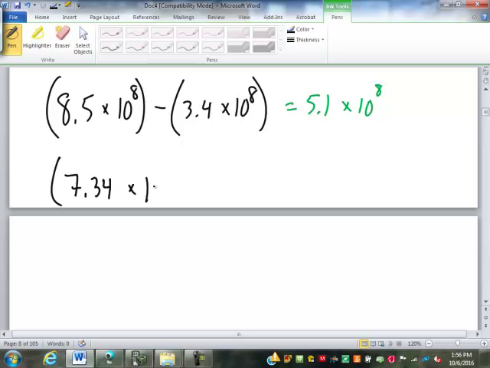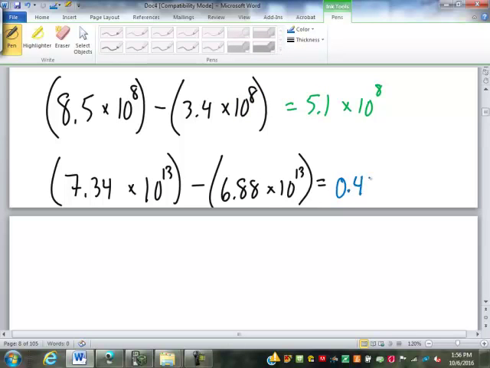So I might have 7.34 times 10 to the 13th minus 6.88 times 10 to the 13th. We subtract 7.34 minus 6.88 is 0.46 times 10 to the 13th. Is there a problem with that answer? Say yes. What's wrong with it? Got to move the decimal point. Yeah, there's a 0 in front of the decimal point. We have to have a non-zero digit in front of the decimal point. So it's got to go over. So this is 4.6. This time the number got larger, so the power of 10 has to get smaller. So subtract 1. So that becomes 10 to the 12th.